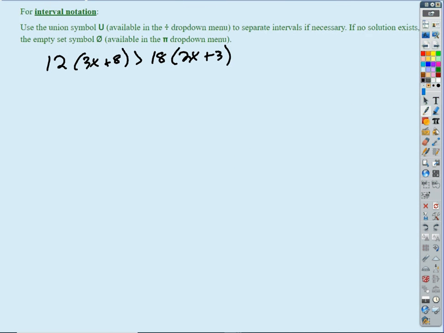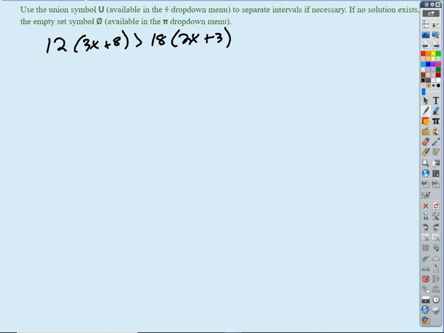Okay, what should I do there? Distribute, good. So if I distribute the 12 to both terms, I'm going to get, what's 12 times 3? 36x. 12 times 8? 96, good. 18 times 2x? 18 times 3? What's 3 times 10? There you go, 30 plus 3 times 8 is 24, 30 and 24 is 54. Okay, now what though?